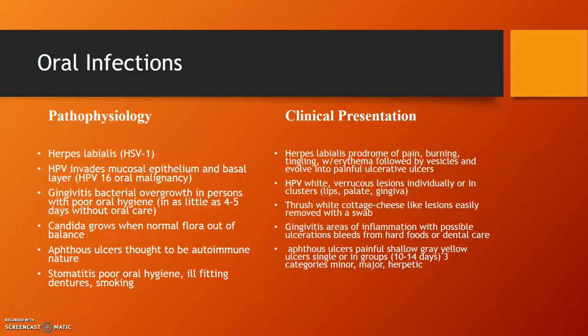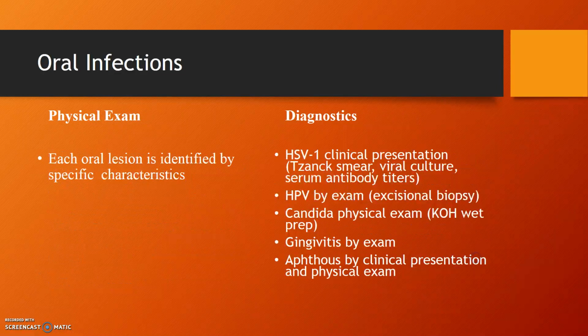Gingivitis shows areas of inflammation with possible ulceration. Bleeding from hard foods or dental care is a tip-off. Aphthous ulcers are painful, shallow, gray-yellow ulcers, single or in groups, that last about 10 to 14 days. There are 3 categories: minor, major, and herpetic. So when we're physically examining someone, you have to know the difference between HSV1, HPV, candida, gingivitis, and aphthous stomatitis. The oral lesions are identified by those specific characteristics.